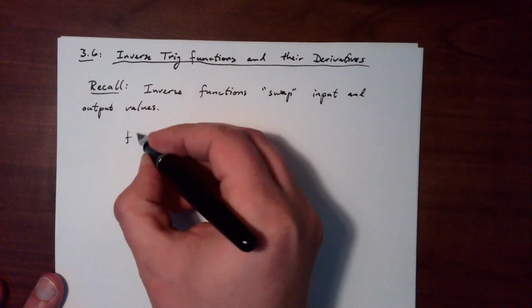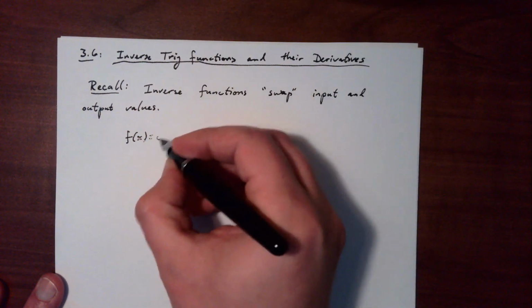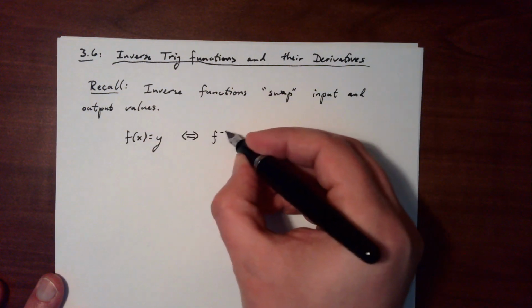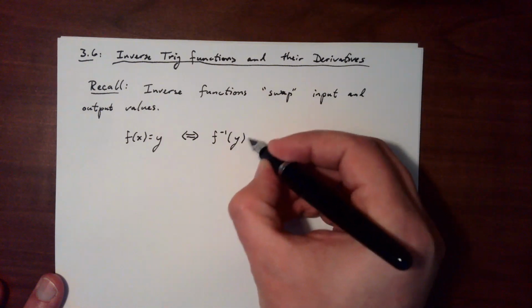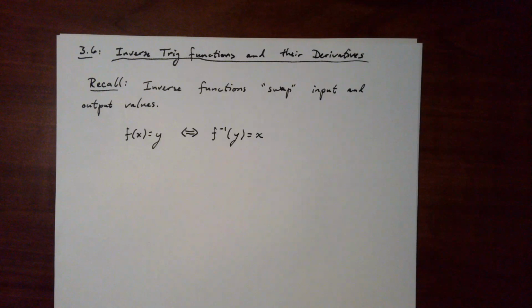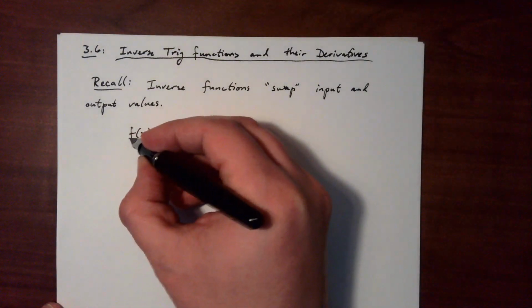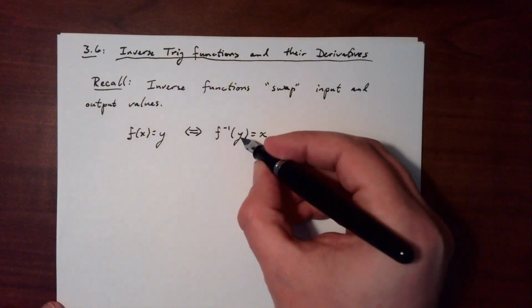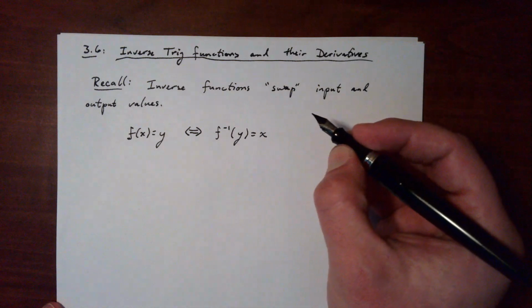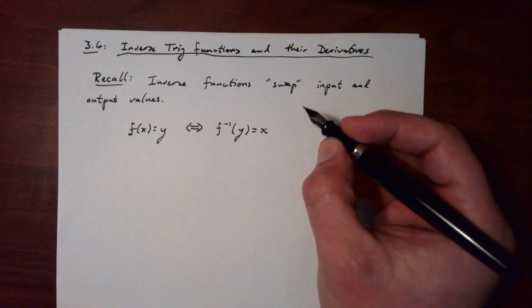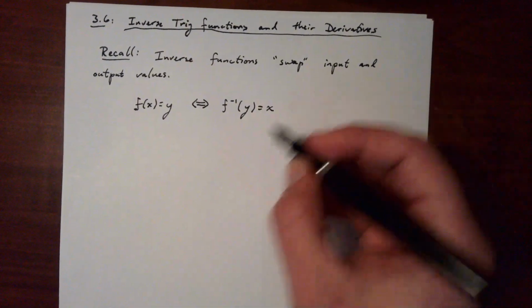So if f of x equals y, that's the same thing as saying f inverse of y equals x. So specifically, these two equations are the same thing. They're just looking at each of the variables as, in this case, x as input, y as output. In this case, y as input, x as output. So that's the fundamental relationship between functions and their inverses.